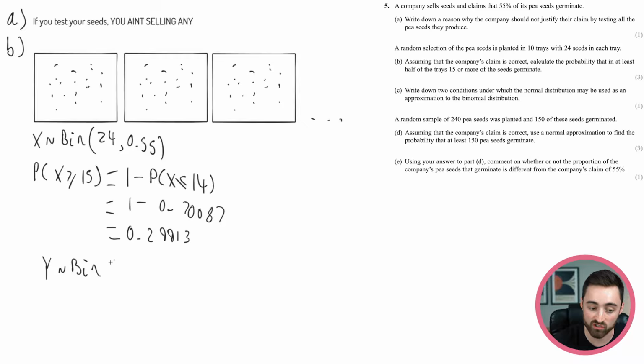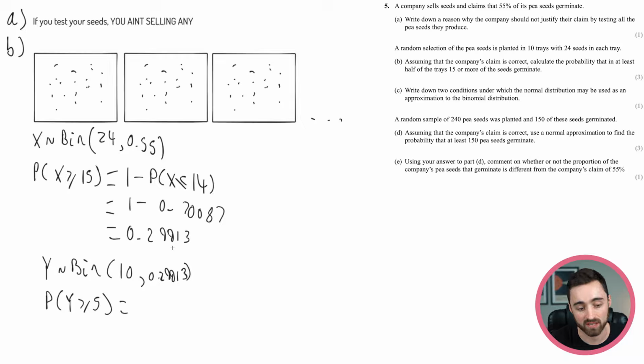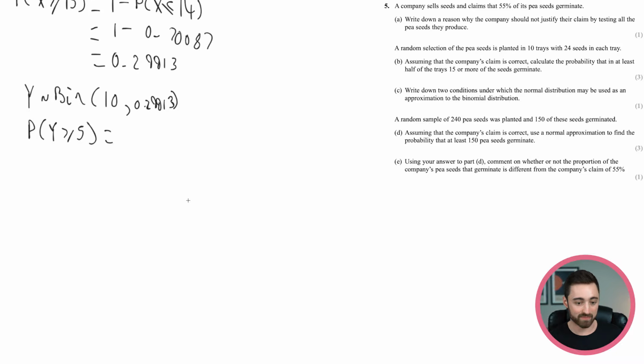It's got 10 trials because there's 10 trays. And then what are we defining as success in a given tray? In a given tray, success is at least 15 of the seeds germinating. So we've worked that out because that is 0.29913. So now what I want is the probability that this happens in at least half of the trays. In other words, the probability that Y is greater than or equal to 5. Kicking off, innit? So again, 1 minus P that Y is less than or equal to 4.